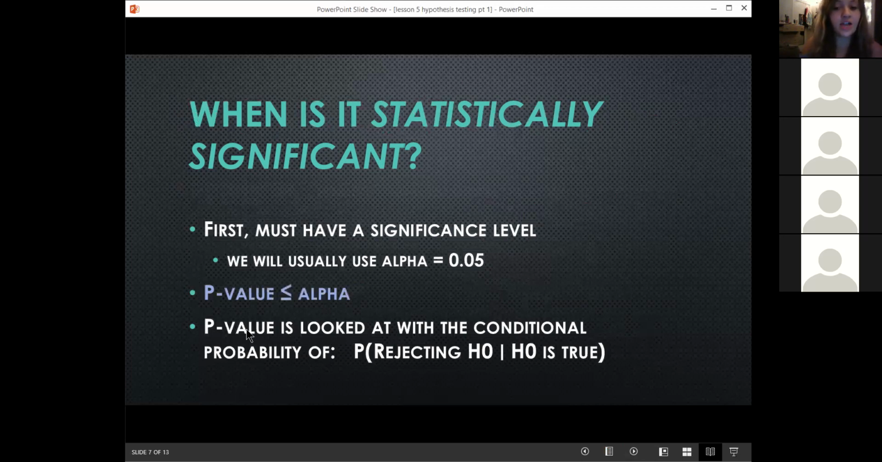And the p-value is looked at with this conditional probability down here. If you remember from our probability unit, we would read this as the probability of rejecting the null given that the null is true. Remember, this line represents given. That means that this right side has to be true first before the left side. And in hypothesis testing, we always assume that the null hypothesis is true until we find out otherwise. That would be if we find statistical significance and there is a change in the population.